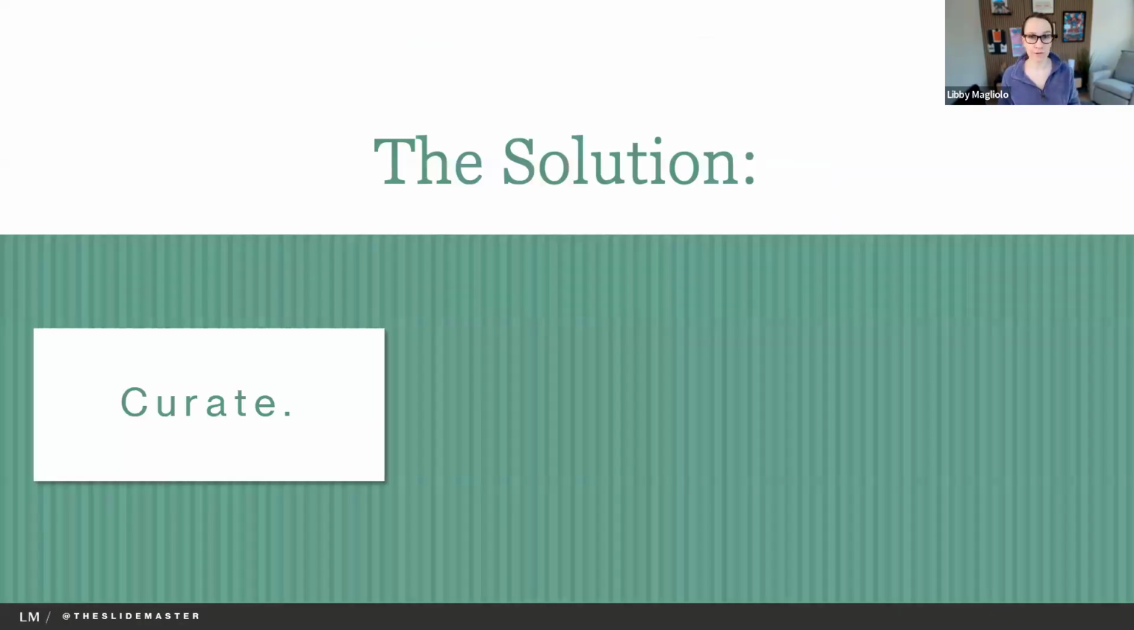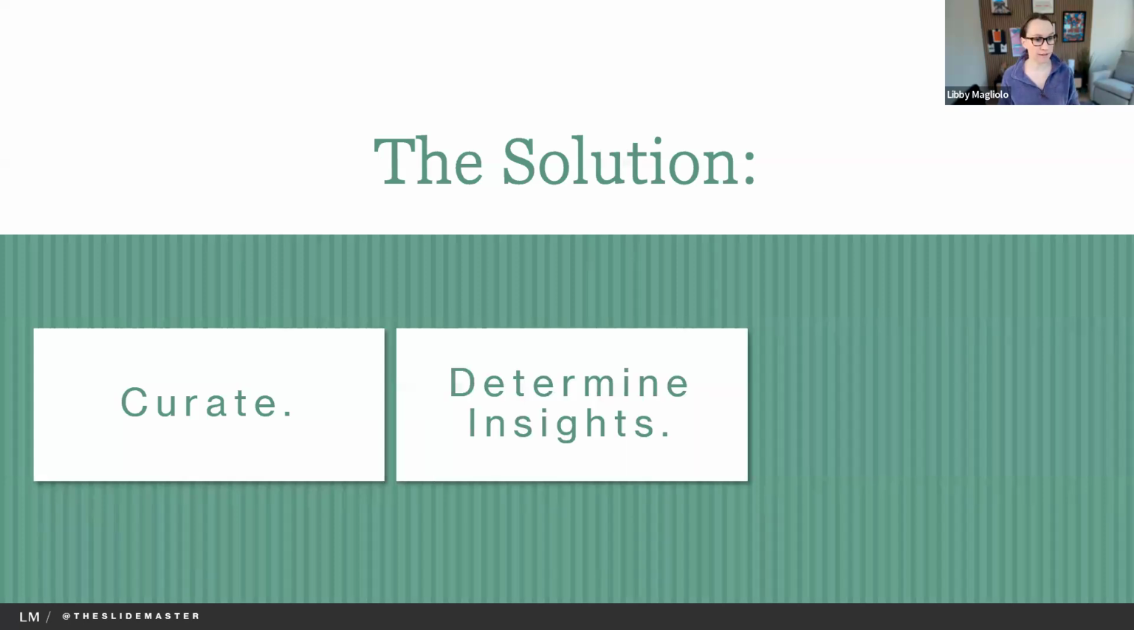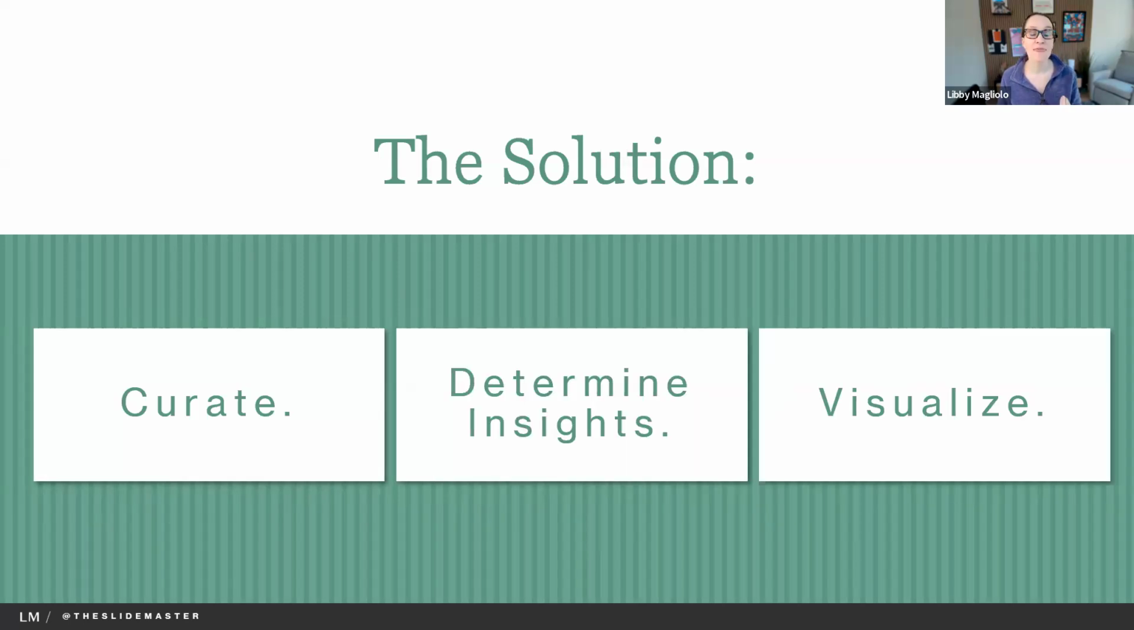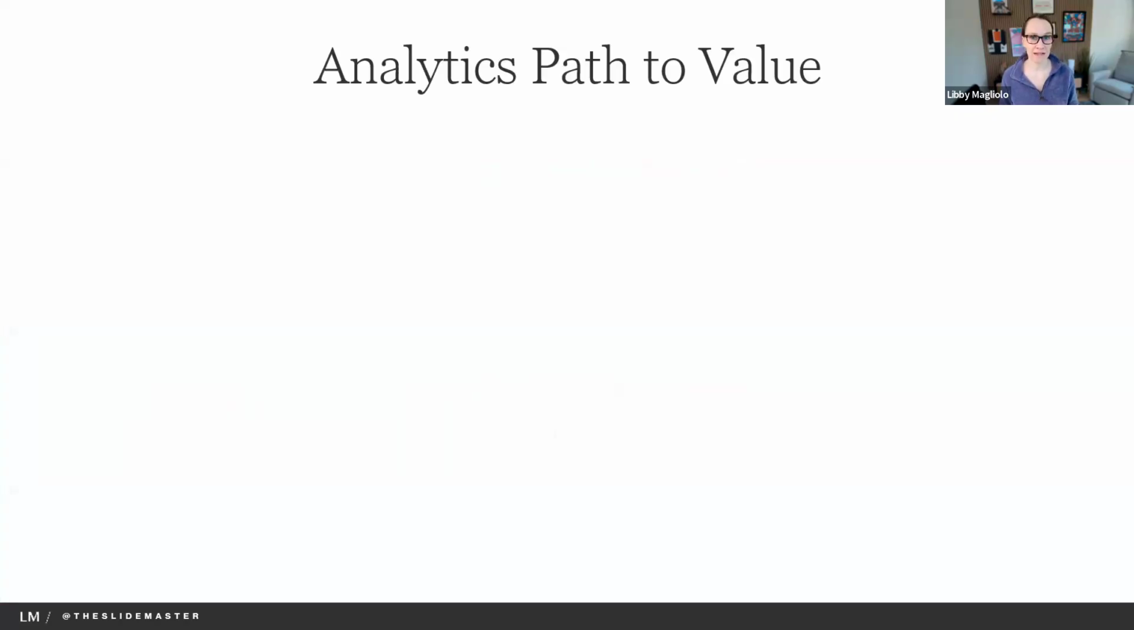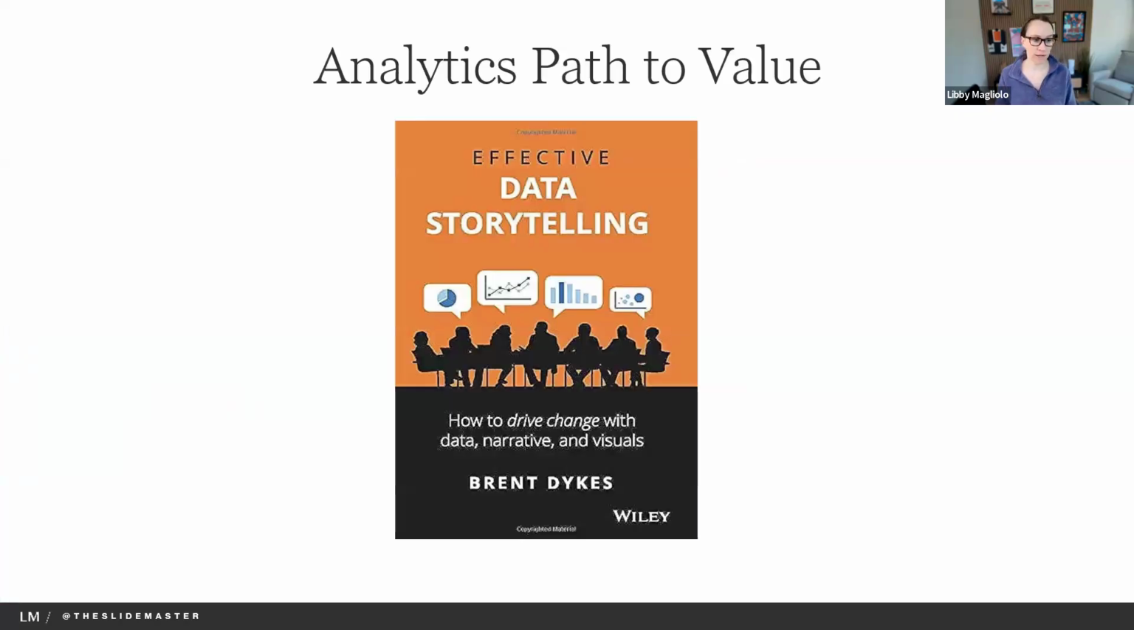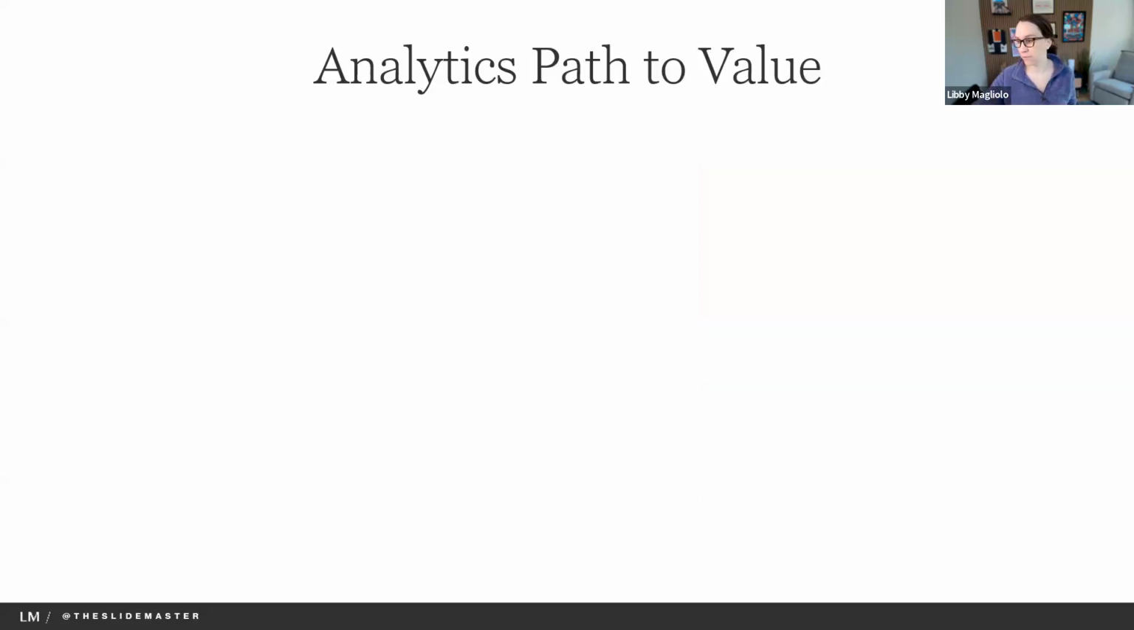So again, we talked about how our solution is curating information, not just collecting, and we figure out the insights ourselves, and then we visualize those insights. So big question, how do we actually figure out what the insights are? If we have this great data and we need to get to insights, what do we do? This is where the analytics path to value comes in, and full credit to Brent Dykes here. This book is so good, and he has an amazing newsletter. Follow him online. He has all the things. So he talks about the analytics path to value. Basically, how do we get from raw data to information?